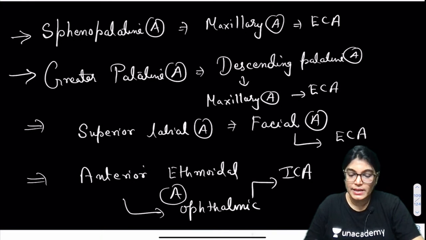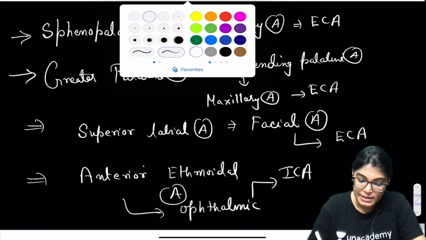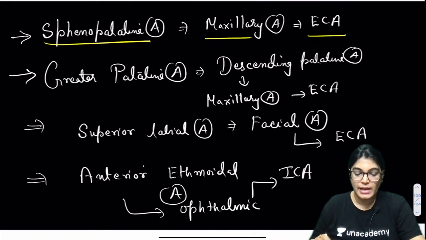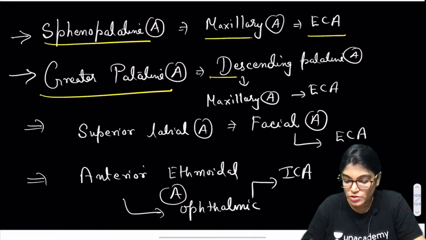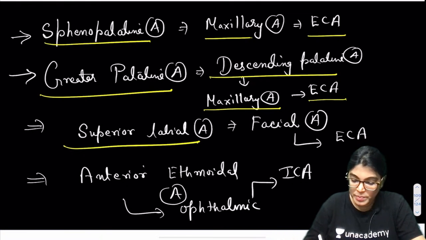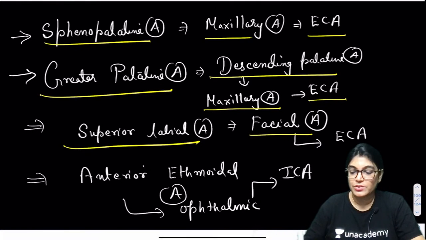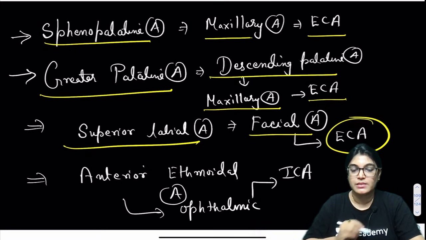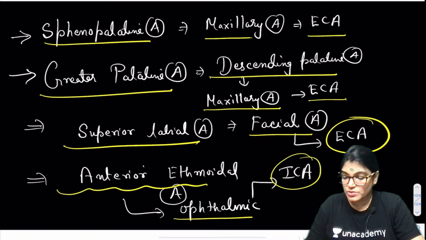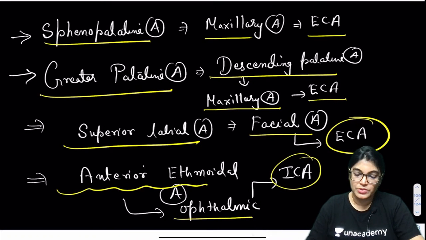Okay, so see here, all the options we have written here. Sphenopalatine artery, maxillary artery, branch of external carotid artery. Greater palatine, branch of descending palatine, branch of maxillary artery and ultimately branch of external carotid artery. Superior labial artery, branch of facial artery and branch of external carotid artery. Anterior ethmoidal artery, branch of ophthalmic artery and branch of internal carotid artery. So only the anterior ethmoidal artery is the correct answer.